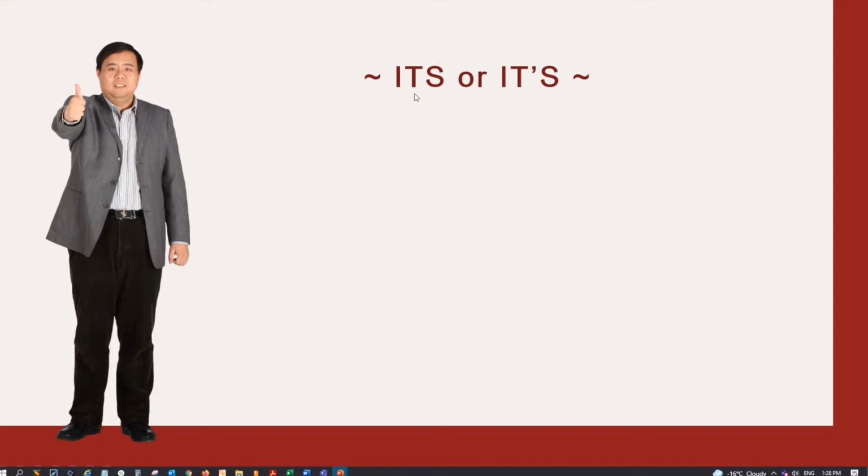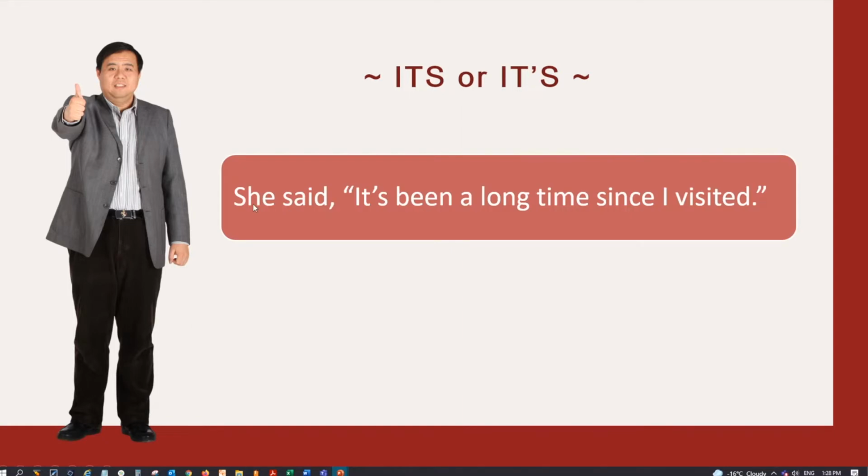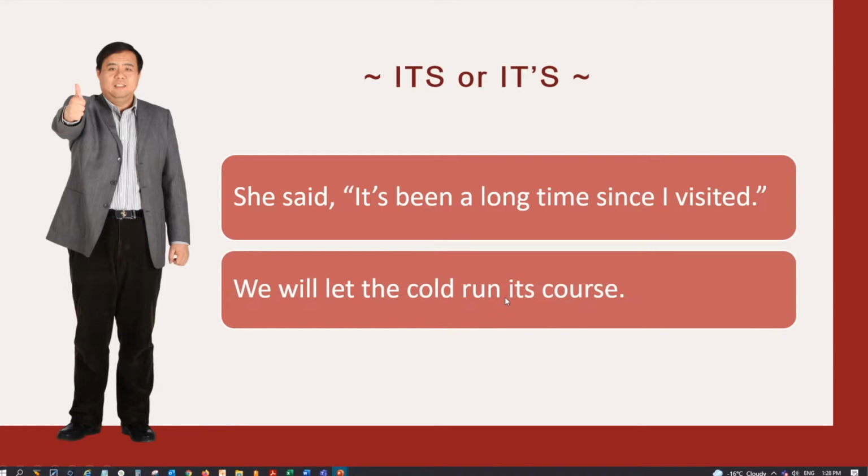Okay, I want to talk about its or it's. She said, it's been a long time since I visited. So let's talk about it's with the apostrophe. This is a contraction that means it is or it has. But if we have its without the apostrophe, it's a possessive form of it. We will let the cold run its course, meaning the course belongs to it.